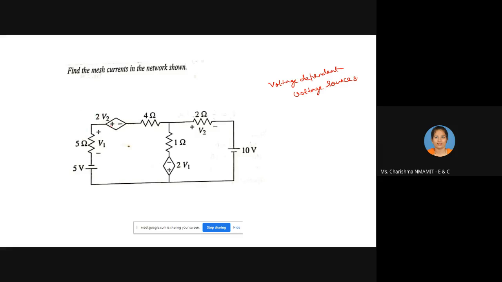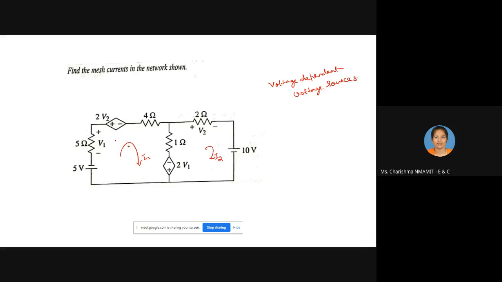Now, this voltage source is dependent on this V2. See here, the mesh current, this is I1, this is I2. You should have two equations in terms of only I1 and I2 so that you can solve this. The remaining variable that you get while writing the equation, you need to substitute in terms of I1 and I2. So when you have dependent sources, you need to find out the values of the dependent variables.